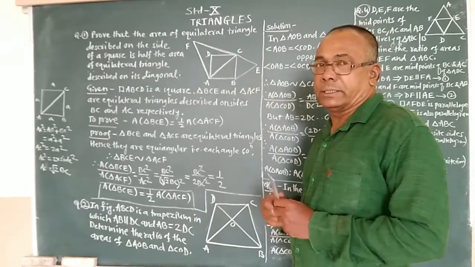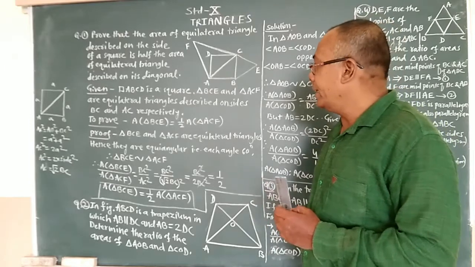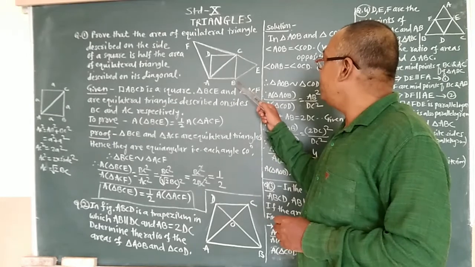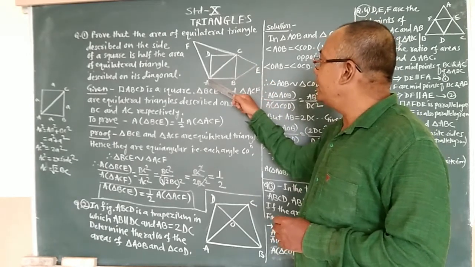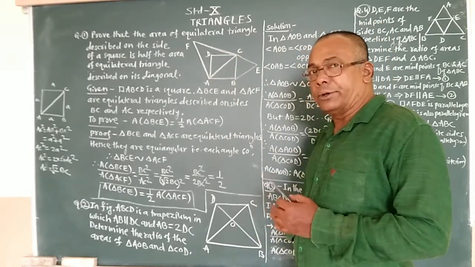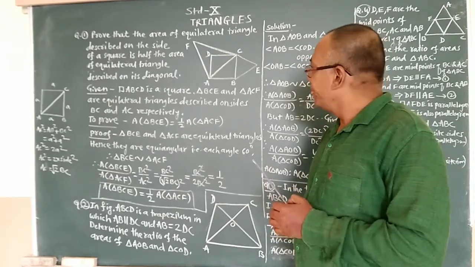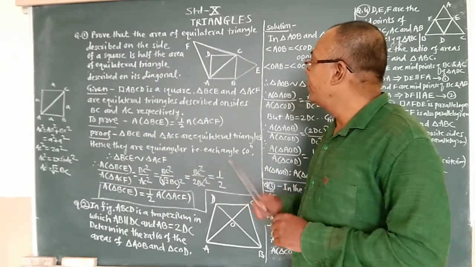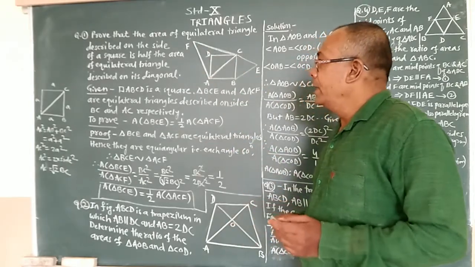So these are the two triangles we have to compare, and we have to show that the area of triangle BEC is half of the area of triangle ACF. Means the area of the triangle drawn on the side of the square is half of the area of the triangle drawn on the diagonal. So we have to prove this here.